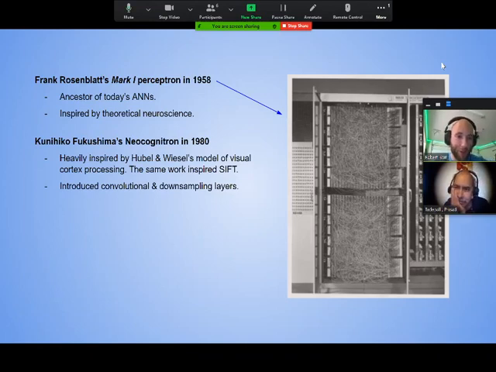Even though Yann LeCun will get all the credit, he pretty much added backprop nine years later. And also downsampling layers, in addition to convolutional layers, were made in this neocognitron paper. And I know it seemed like SIFT. This is also the same work that inspired SIFT, these neuroscience guys.